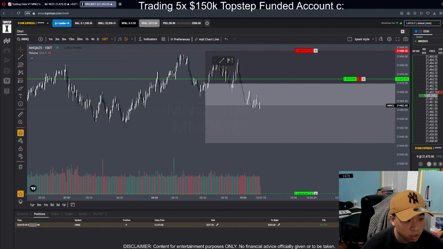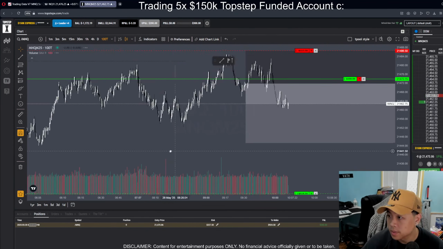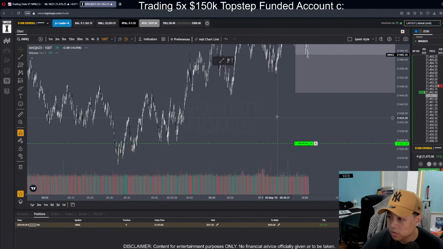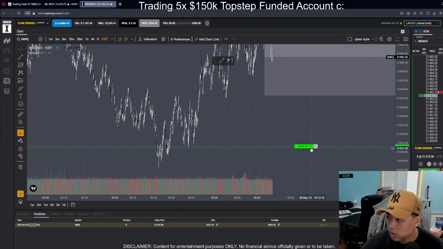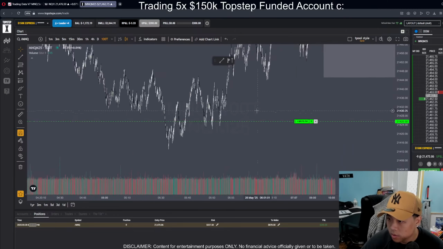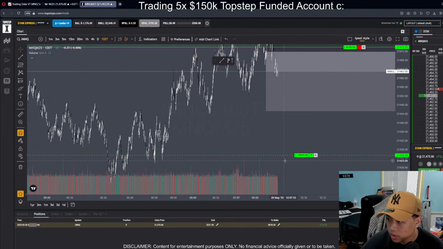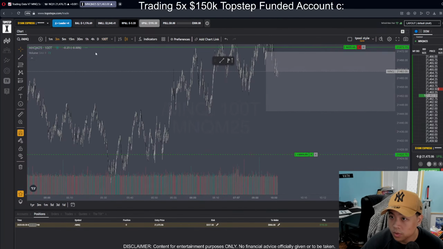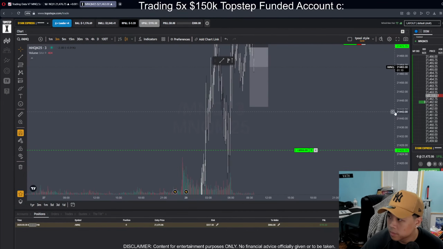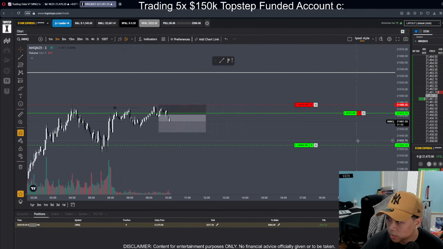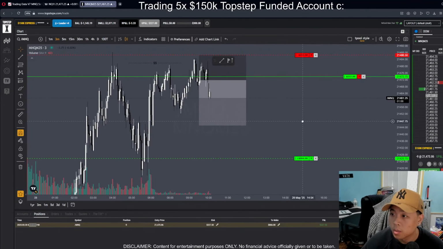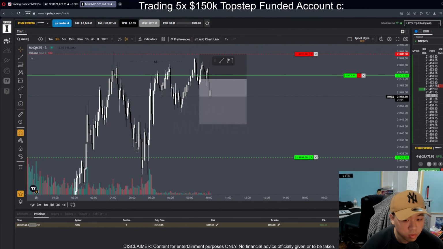Awesome, as price is coming down there, we'll just see how it all fares out. I think the most valid point of interest really is right here. I like this change of character and a retest, so I like this POI here, which is pretty valid. Realistically I can pull it back a little bit higher, but I'm just going to leave that as is for now, and we'll see how it fares out.